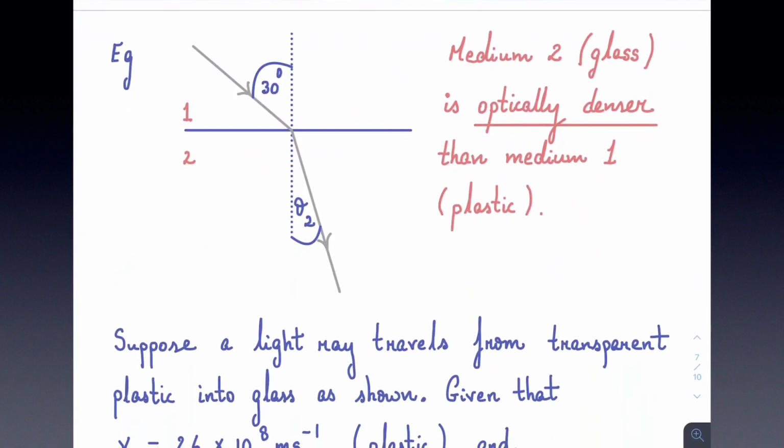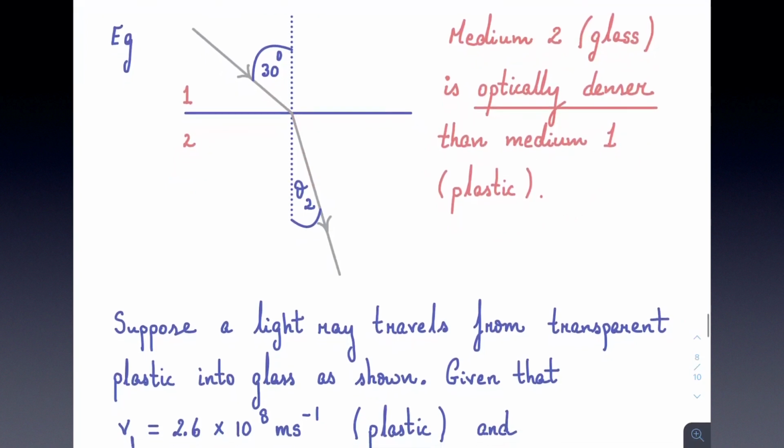Now here we have a simple situation where light is traveling from medium 1, here representing some type of transparent plastic, into medium 2, which is glass. So from the diagram, the fact that the light ray is bending towards the normal shows that upon entering medium 2, it is slowing down. So we say that medium 2, which in this case is glass, is, this is a very important term, optically denser than medium 1.